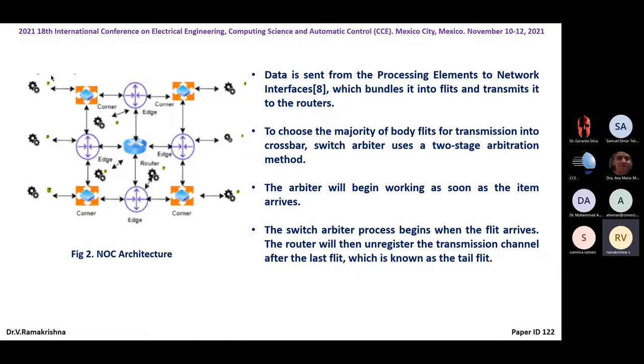Here, a router generally includes the transmission channel, routing computation, virtual channel arbiter, switch arbiter, crossbar, etc. The flits coming from the network interfaces to this router include a header, body, and tail. Generally, the header flit has a processing element priority, source address, destination address, and so forth. The arbiter works as soon as the flit arrives, and the switch arbiter process begins when the flit arrives. The router will then unregister the transmission channel after the last flit, which is known as the tail flit.